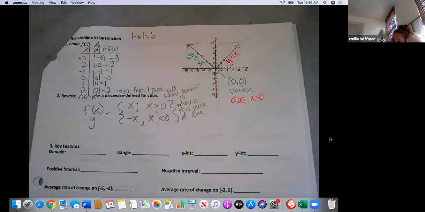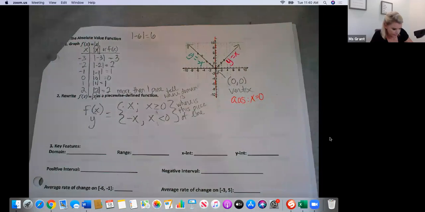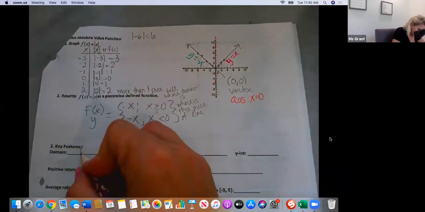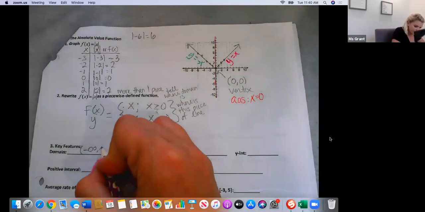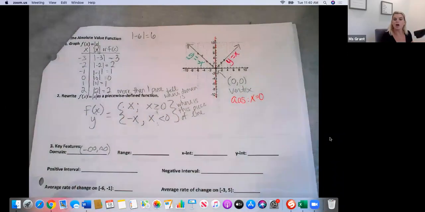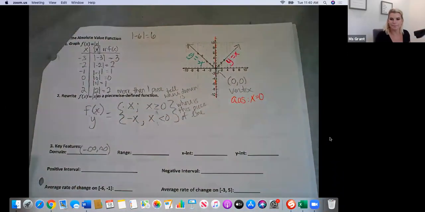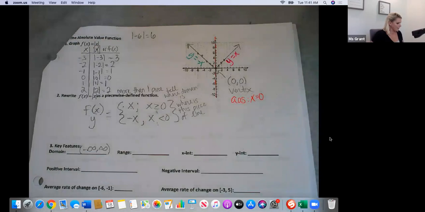Negative infinity to positive infinity? It is. Negative infinity to positive infinity. Guys, get good at writing your infinity symbols, okay? That's all real numbers, right? Now, my range. I have to talk to you about the range.